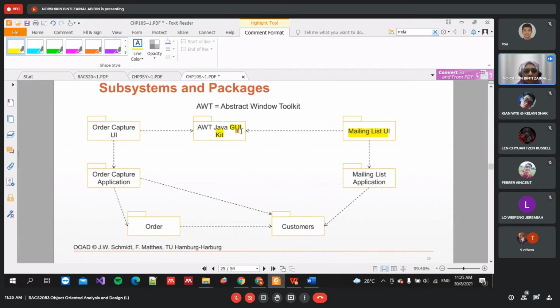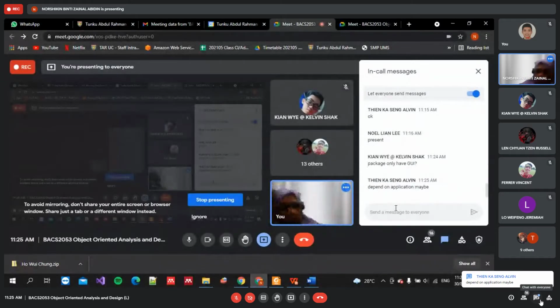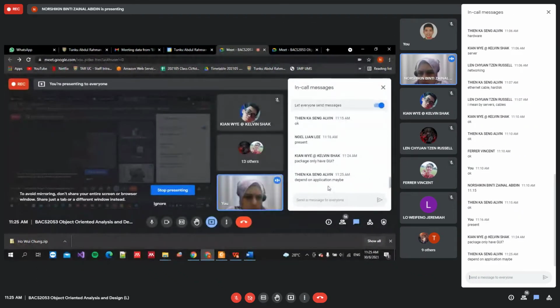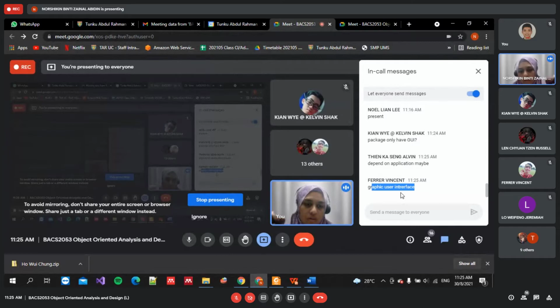Oh, okay. Guys, what is GUI? Package only has GUI, depends on the application maybe. Package only has GUI, graphic user interface. Yeah, what is GUI? What is graphic user interface? What is the function of GUI?